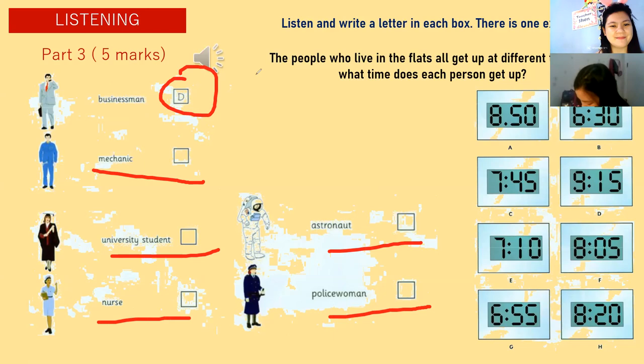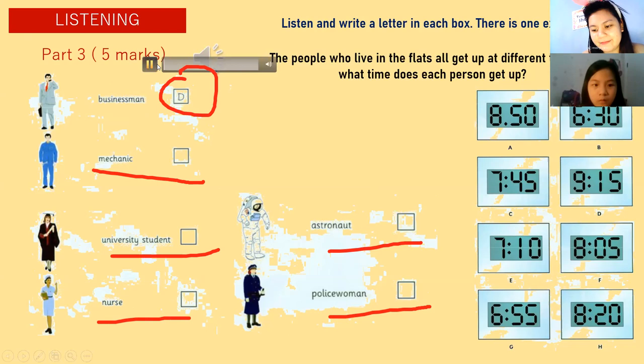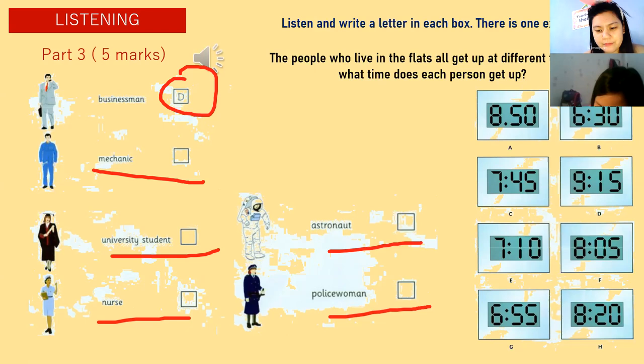Part three, listen and look. There is one example. The people who live in the flats all get up at different times. At what time does each person get up? Oh, I had to get up so early this morning. Me too. But the person who lives in the flat next to ours gets up very late. He's a businessman, but he often works at home. He's got an office there. He gets up at 9:15. Wow, that is late.